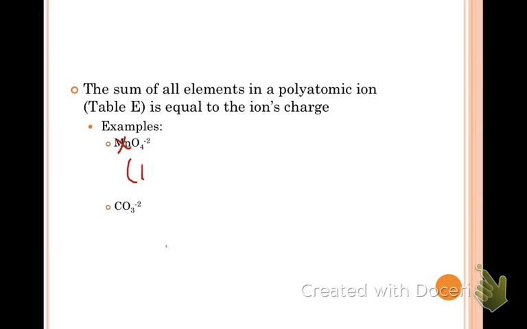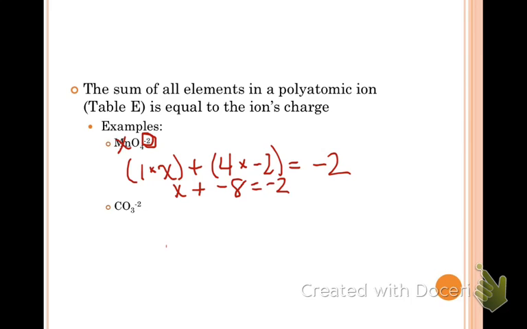So we have 1 manganese times the unknown X, plus there's 4 oxygens, and each of them are a -2 charge. Overall, that whole thing is set equal to -2. So now you have to solve for X. So X plus -8 is equal to -2, so your X should be equal to +6. So the manganese, and we'll write this out, Mn is +6, the O is -2.